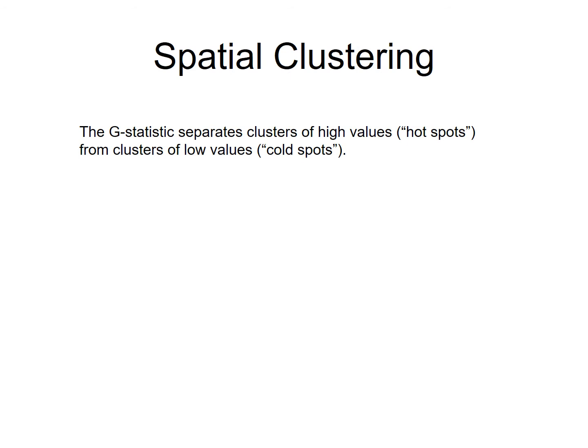Clustering, the G statistic helps you identify clusters, in other words, high spots, and clusters of low values, cold spots. It's where there's high values surrounded by high values or low values surrounded by low values.